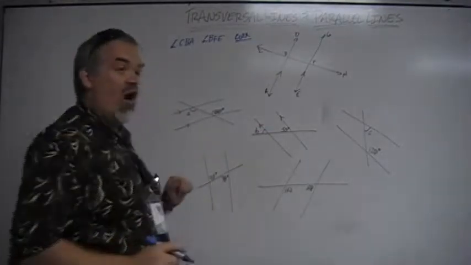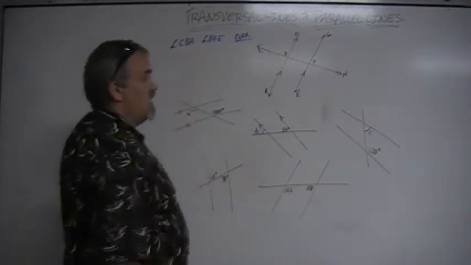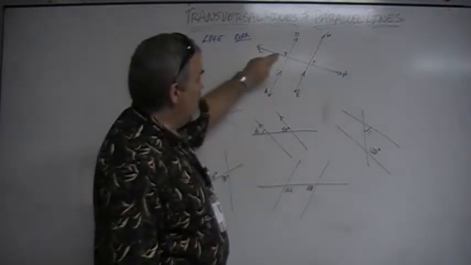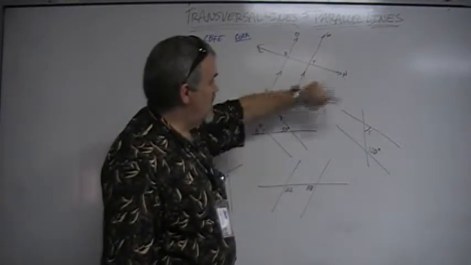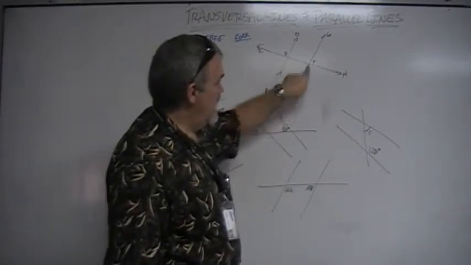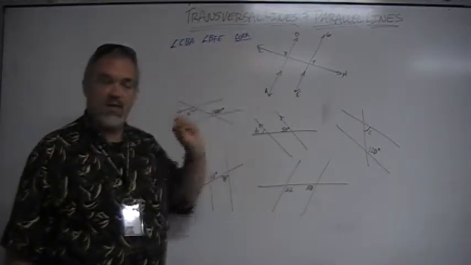By the way, as for the corresponding angles, you might have thought of several more. This and this are corresponding. This and this are corresponding. And this and this are corresponding. We actually have 4 pairs of corresponding angles in this diagram.